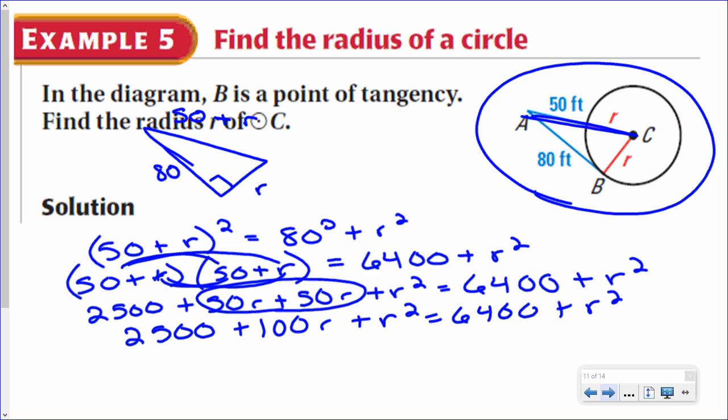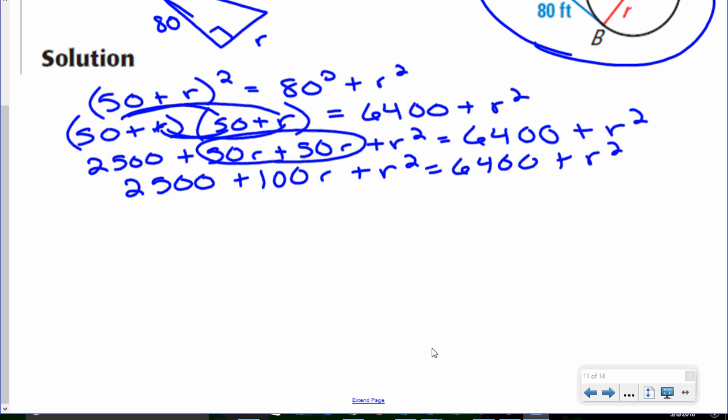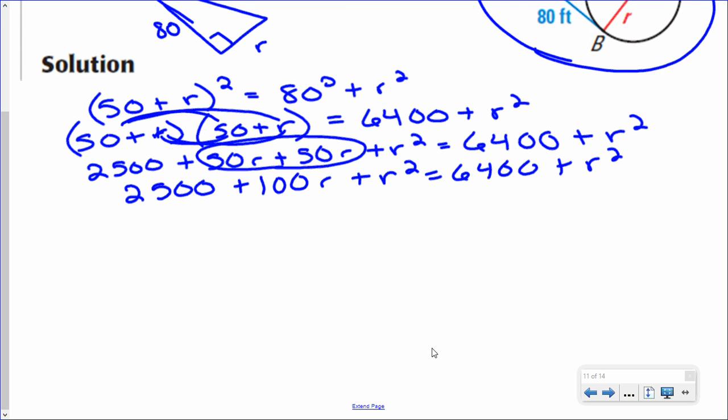I'll scroll down here to make a little more room for myself. Okay, next I would notice that you have R squared in there. That's your highest degree, so let's move that over to one side. I'm going to subtract R squared from this side and subtract R squared from this side. This will cancel, and it's very nice that this other one cancels too. It makes the problem a whole lot easier. So right now, we'd have 2,500 plus 100R equals 6,400.